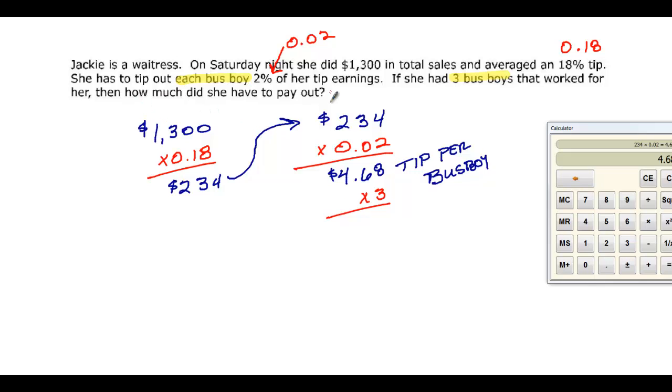Remember, how much did she have to pay out? Here's our question. Let's make sure we understand. How much did she have to pay out? So that's the total. One of the most common mistakes on this problem is students stop at 4.68. They don't do the last step, which is 4.68 times 3. She pays out $14.04. That is her total payout to the 3 busboys.